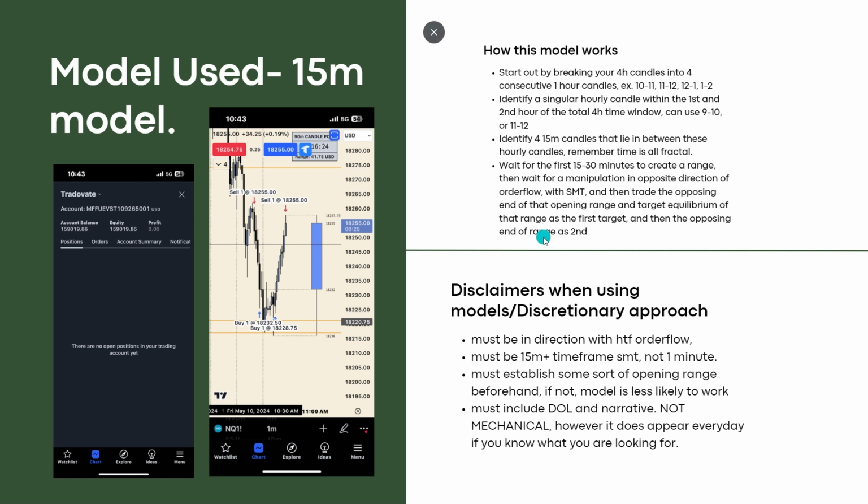But how this model works is you're going to start by fractalizing your time, right? So start by breaking your 4-hour candles, the higher time frame, into 4 consecutive 1-hour candles. Examples: 10 to 11, 11 to 12, 12 to 1, 1 to 2. You're going to identify the second or third hourly candle within that 4-hour time window.